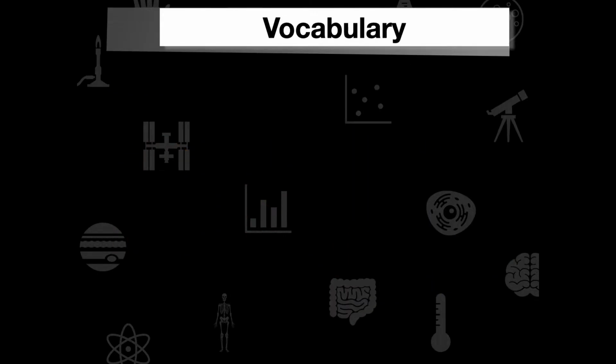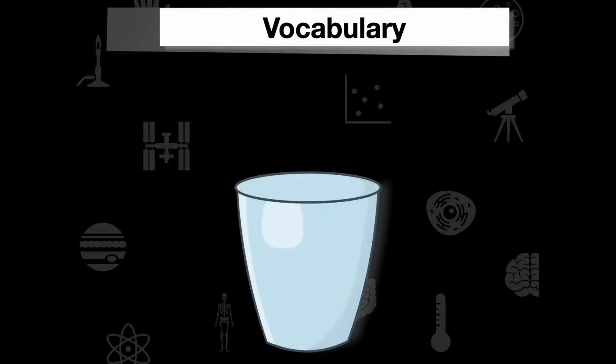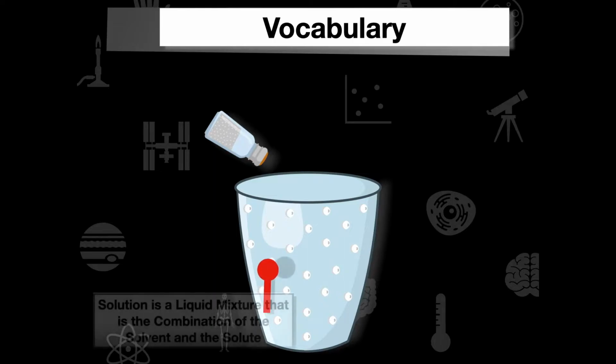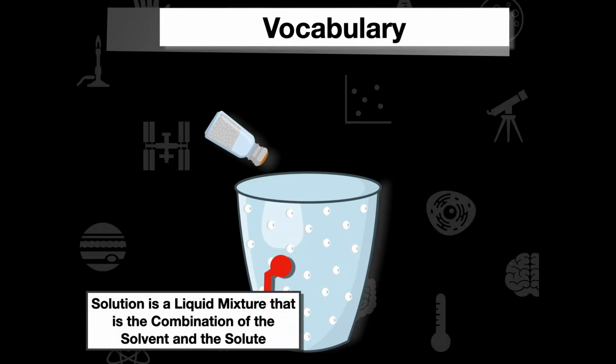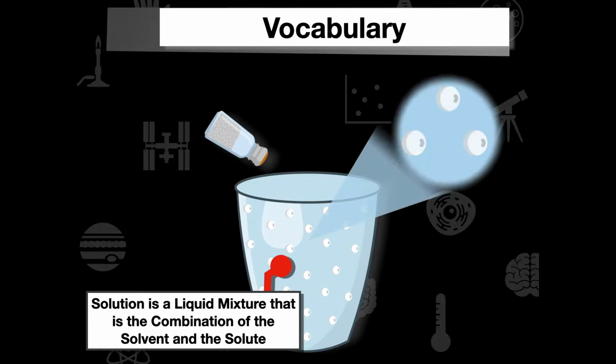So what we're going to be looking at here is a few vocabulary terms that are key for the rest of the year. If we were to take salt and put it into a glass of fresh water, we need to understand some vocabulary. Now the first vocabulary word that we need to understand, a solution, is a liquid mixture that is the combination of a solvent and a solute.